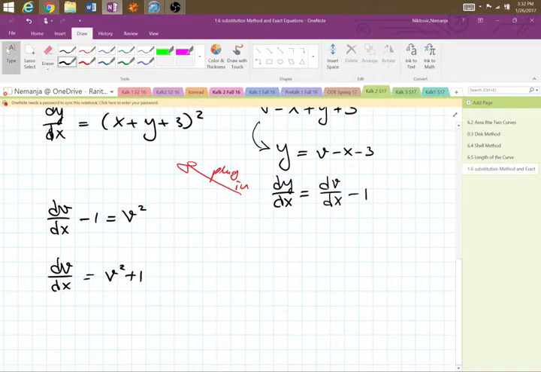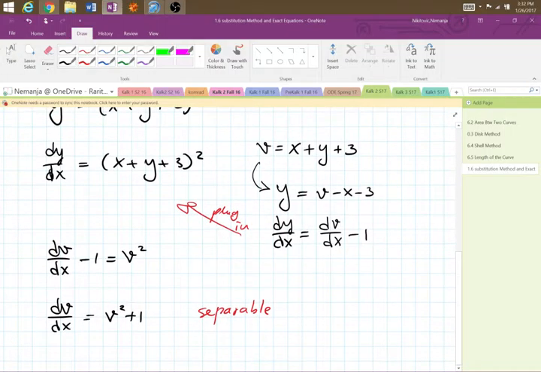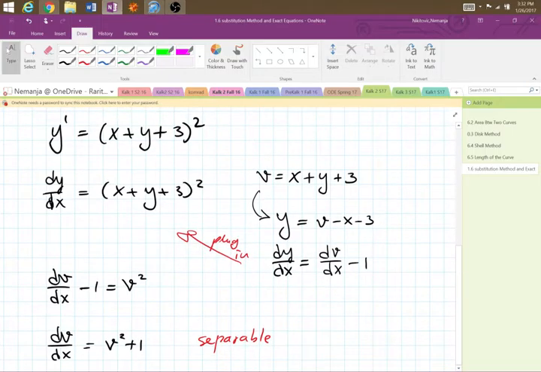And now this equation is separable. So by utilizing this substitution, you got the separable equation. Again, we are starting with something that we don't like because we can't separate the x from y, from 3. Everything is squared, everything is together. So because we don't like that piece, right?